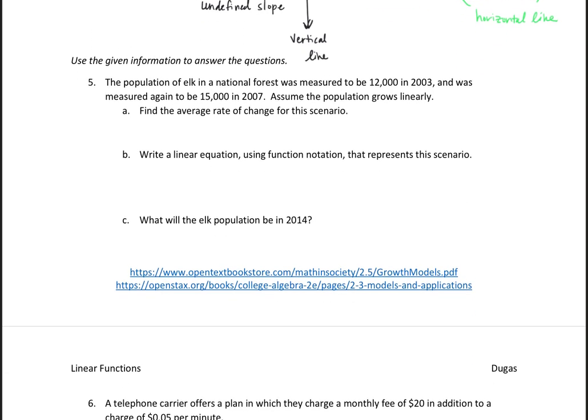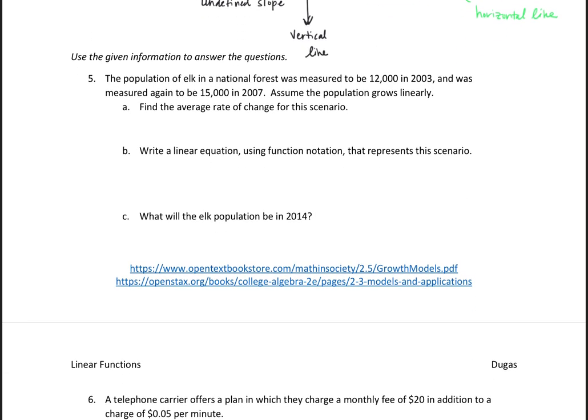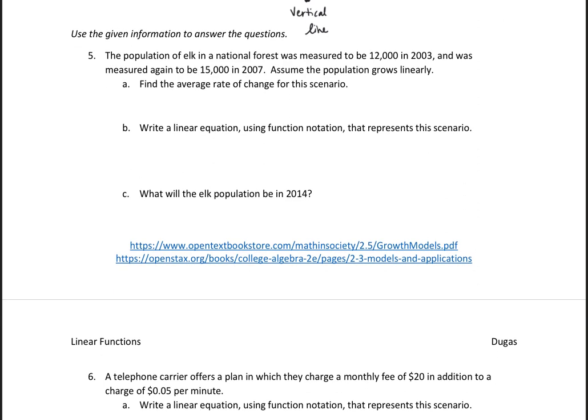Okay, so let's look at what we can do with that. Use the given information to answer the questions. The population of elk in a national forest was measured to be 12,000 in 2003 and was measured again to be 15,000 in 2007. Assume the population grows linearly. Find the average rate of change for this scenario.